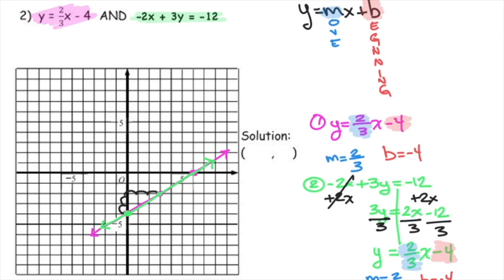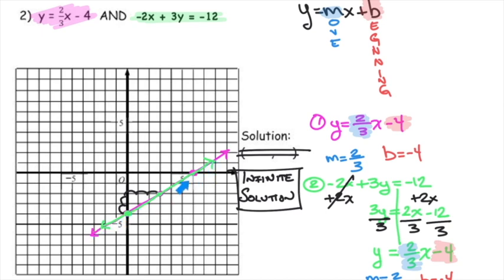What does that tell me? Well, this tells me that this is an infinite solution system. Why? Because my lines are overlapping, which means they are constantly intersecting. This tells me that they will always intersect, so there's an infinite amount of solutions, since there's an infinite amount of points these two lines share.